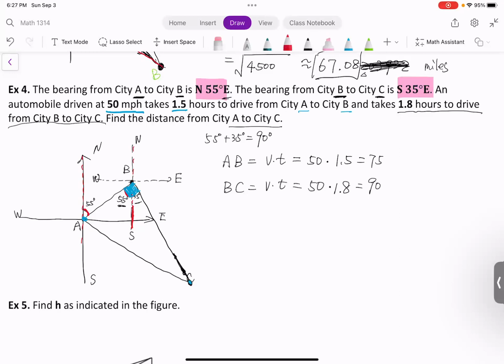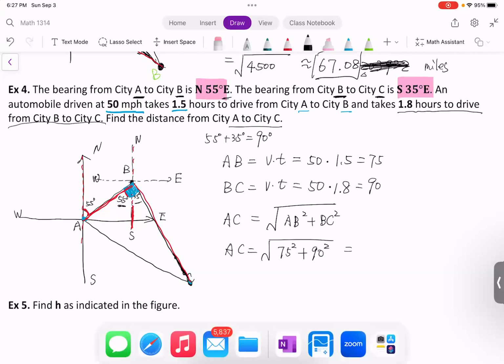So I know the two sides. Can you find the hypotenuse by the Pythagorean theorem? Yes, we can. So we have AC squared equals AB squared plus BC squared, and then we take the square root of both sides. So AC equals the square root of 75 squared plus 90 squared.